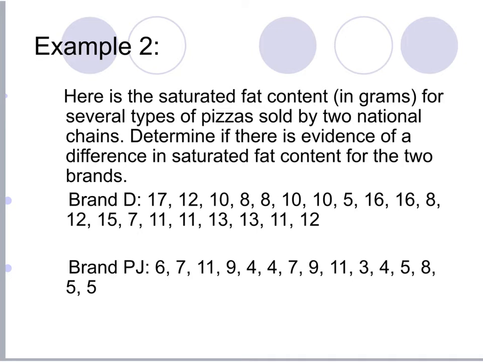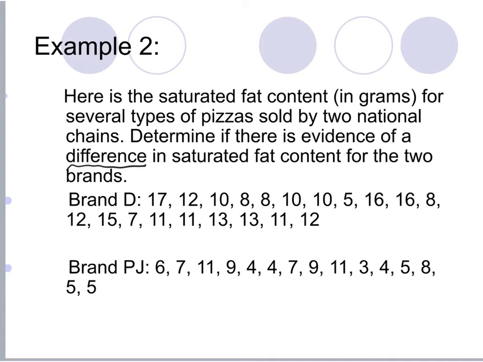Here's the saturated fat content for several types of pizzas sold by 2 national chains. Determine if there's evidence of a difference. So again, evidence of a difference, so that's our alternative hypothesis, in saturated fat content for the 2 brands. Brand D, there's the data, and brand PJ, there's the data. So right now, pause the video and put this information into your calculator.